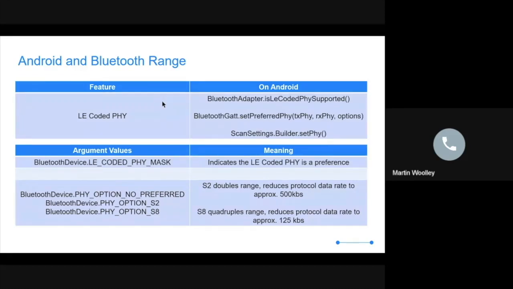If you use S equals 8, then the number of bits transmitted is multiplied by 8. For every data bit, every bit in your link layer packet, another 7 are added. So that reduces your bandwidth by 8 to 125k bits per second, but you'll get the maximum range of about 4 times that which is normal, which is 250, 300 meters, something like that without LE coded.